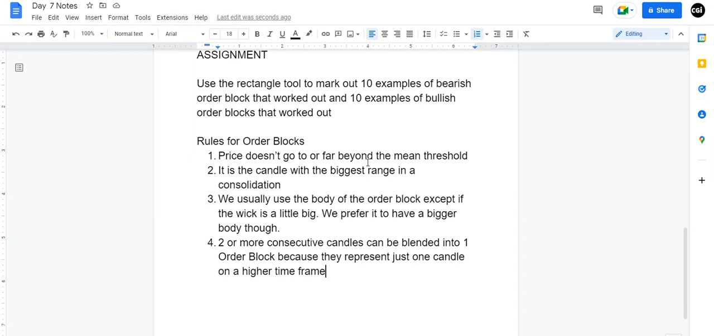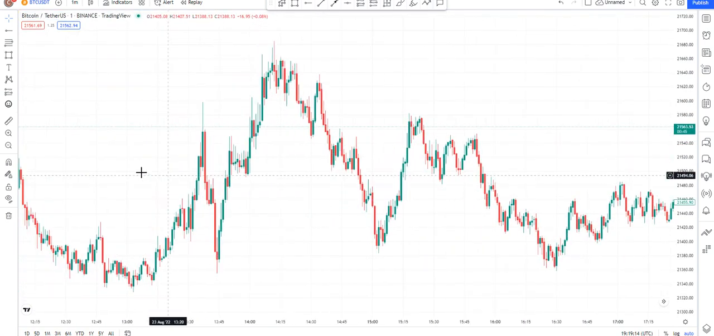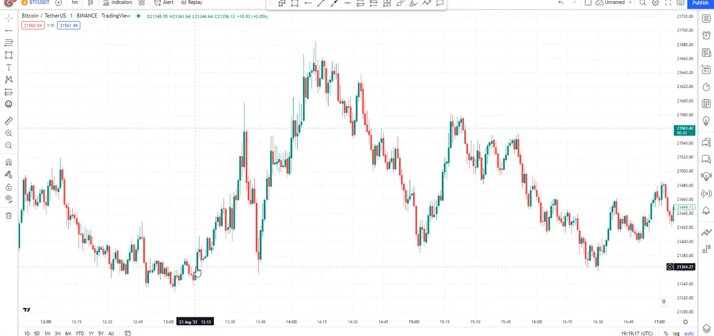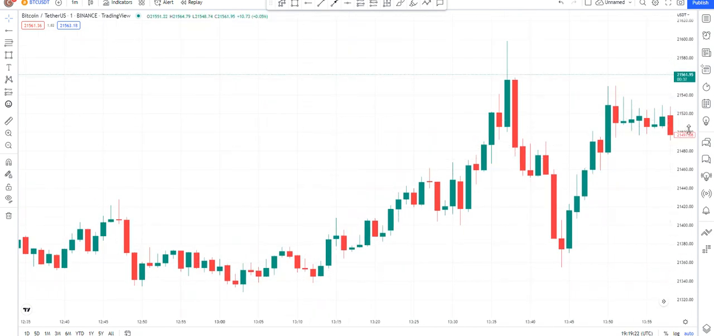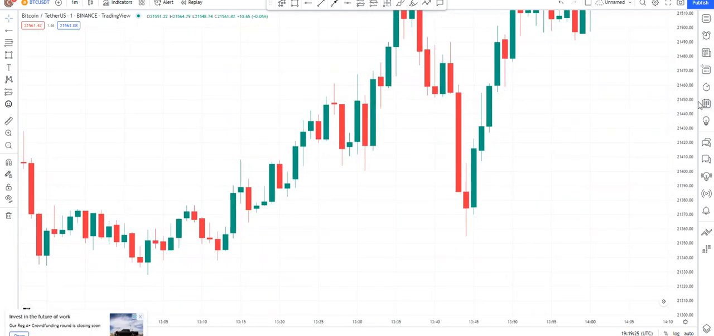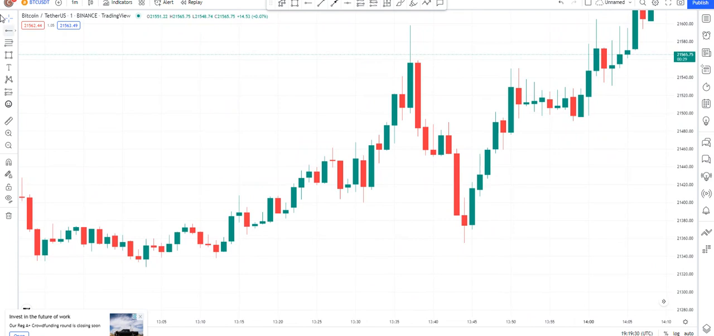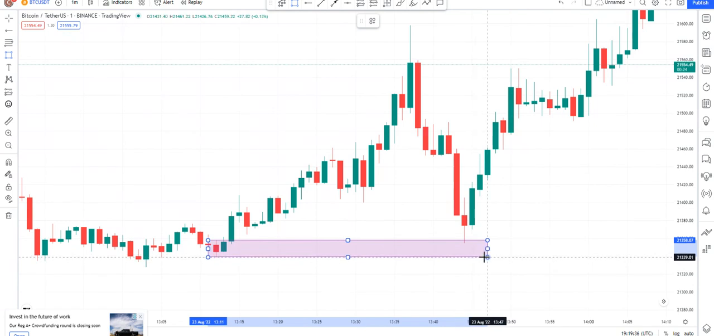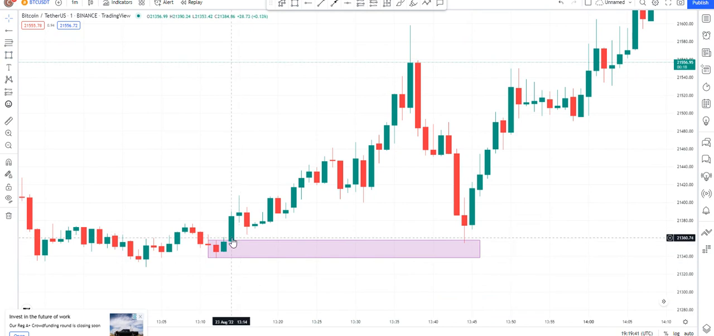So price doesn't go far beyond the mean threshold. So now, let me try and find another block first. Yes. So let me assume this one. We're looking at this last candle here. We are looking at it as our order block.